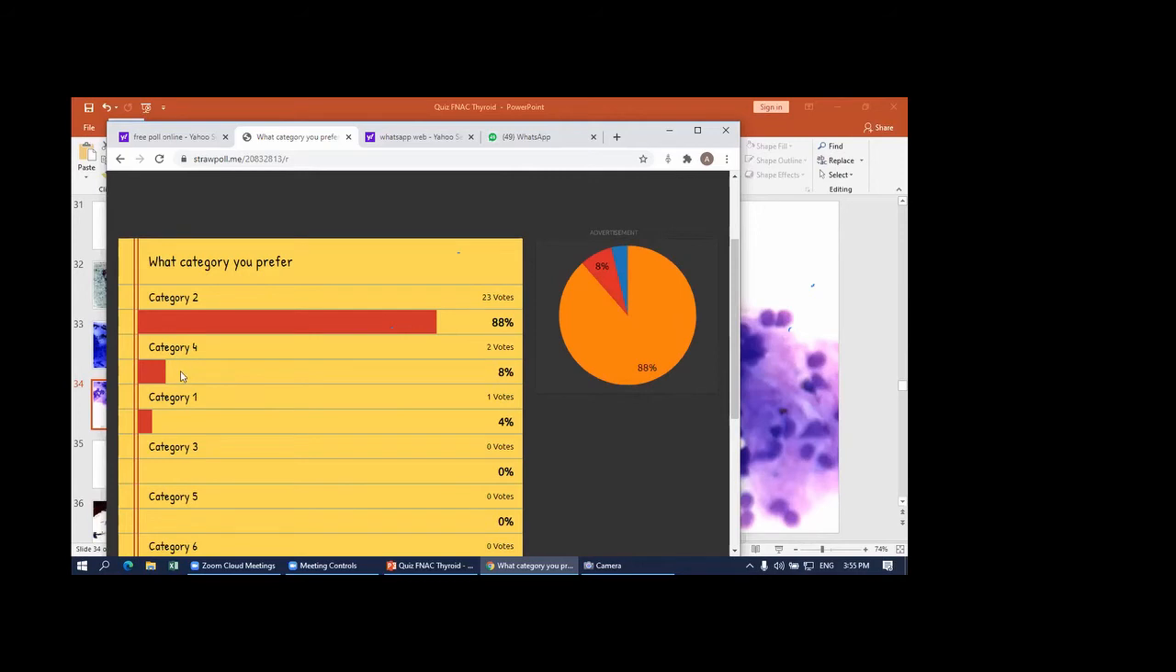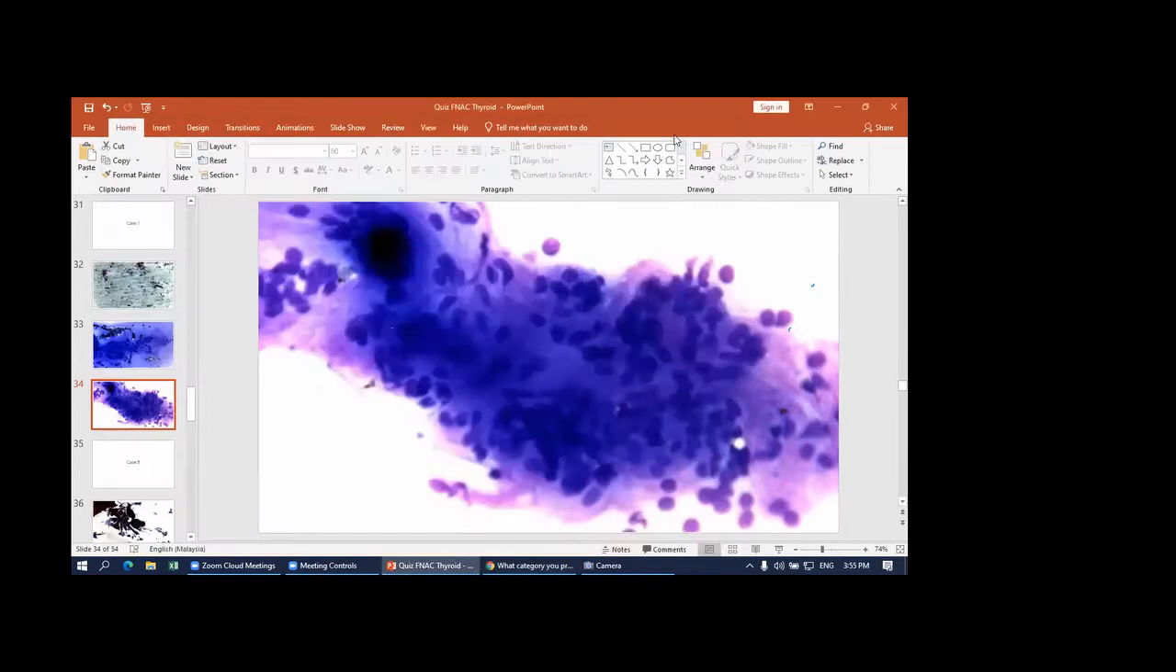well, you need to have a lot more cells than that. Quite a number of you put category 1 probably because you don't agree with the cellularity, but I do not have time to show all the cells. Those are the main cells, but basically it's more than six clusters, and even though there's not much colloid, that's good enough. So that's the reason why I'm giving it as a category 2. Good.